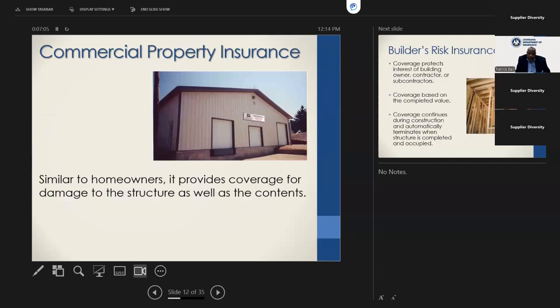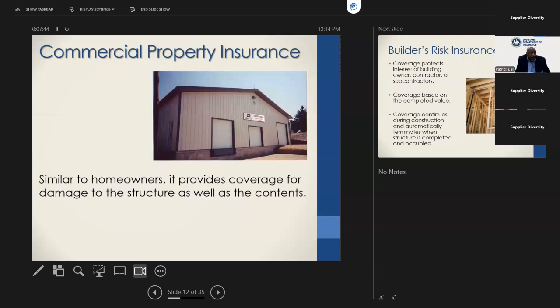Commercial property insurance. Similar to your homeowners, it provides coverage for damage to the structure as well as contents, and it also provides you with general liability on the premises in the event somebody's injured on the premises. And whether you own the building or not, if you're leasing, then you're going to have a commercial renters policy, which will provide you with coverage for your contents, but also provide you with some liability coverage on the premises for those areas that you are responsible for. Other areas will be the responsibility of the owner of the building if you're leasing.